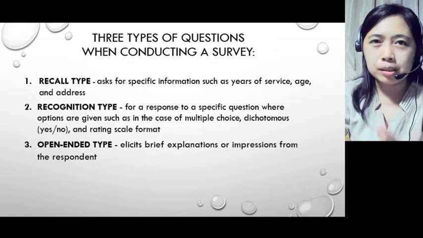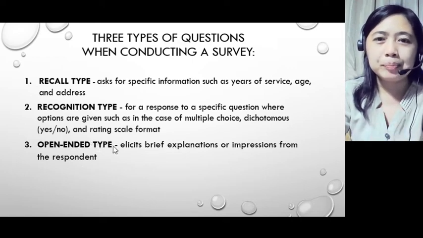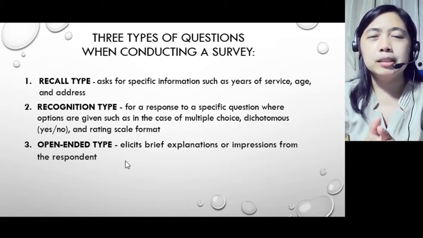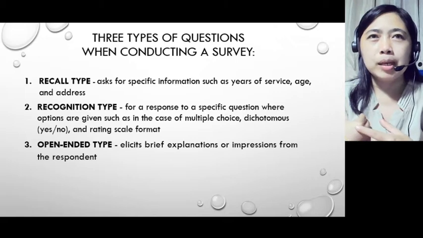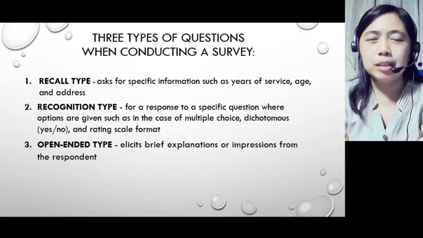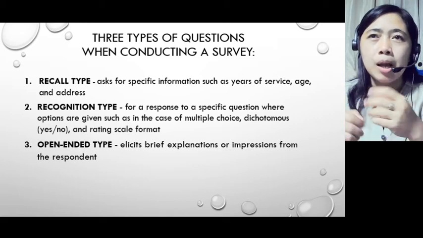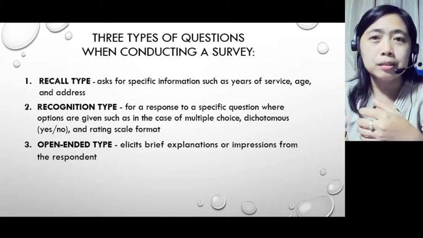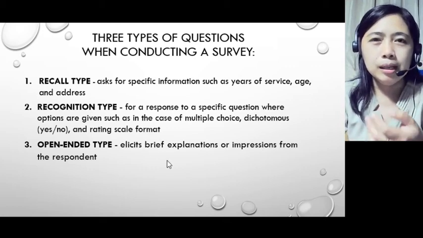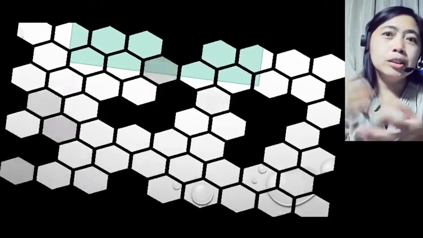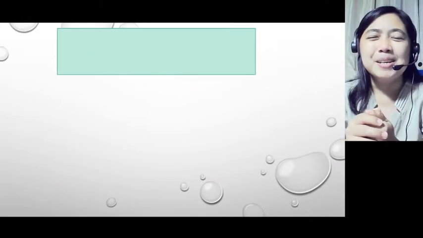Another type in conducting your survey, so open-ended type. It elicits brief explanations or impressions from the respondent. Open type, makabutang sila nga to, makasuwat sila kung unsa ang ilahang opinion regarding the restaurant. I think naa nga to nga part sa questionnaire no nga, how can we improve our service to you? So open-ended na to nga part. Maka-answer dayon ang respondent. Mas nindot man sa ang open-ended, at least makuha dyan ni mo ang opinion regarding sa imuhang survey.